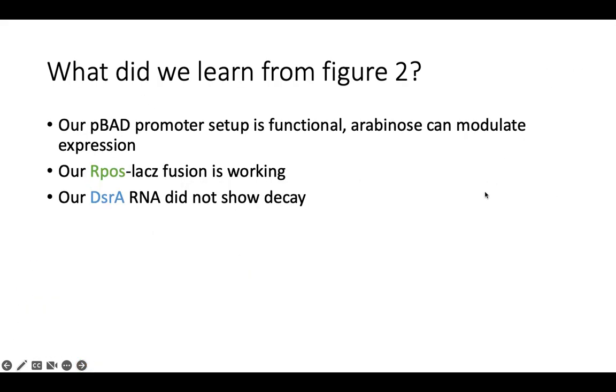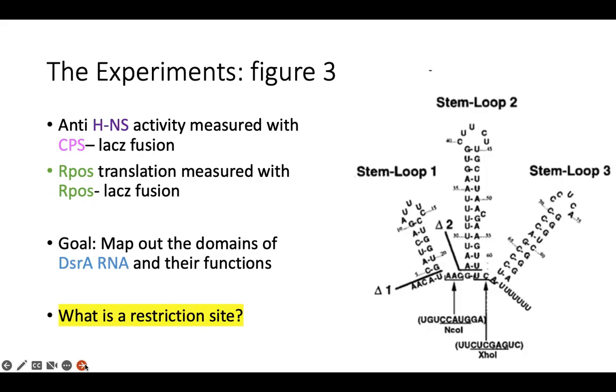So what did we learn from Figure 2? Just a quick review. Our PBAD promoter setup that I showed you guys earlier is functional. We can use arabinose to modulate expression of DsrA. More arabinose when we grow the E. coli makes more DsrA. We know that our fusion of rpoS to lacZ is working, and we know that our DsrA RNA doesn't really decay, which is actually going to bring up some questions later on, but we'll get to that. So now let's go further into our experiments and look at Figure 3.